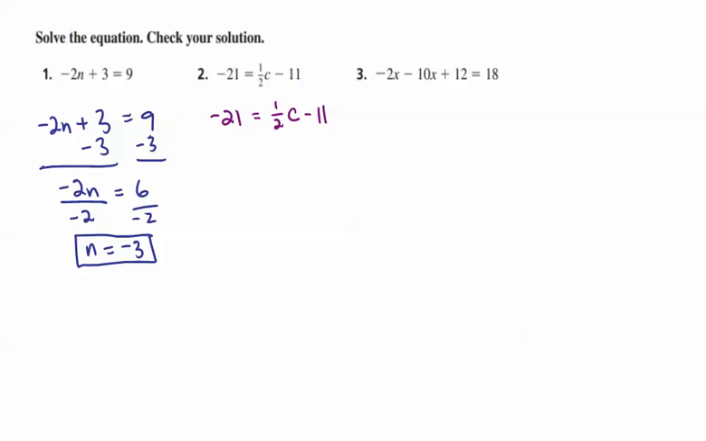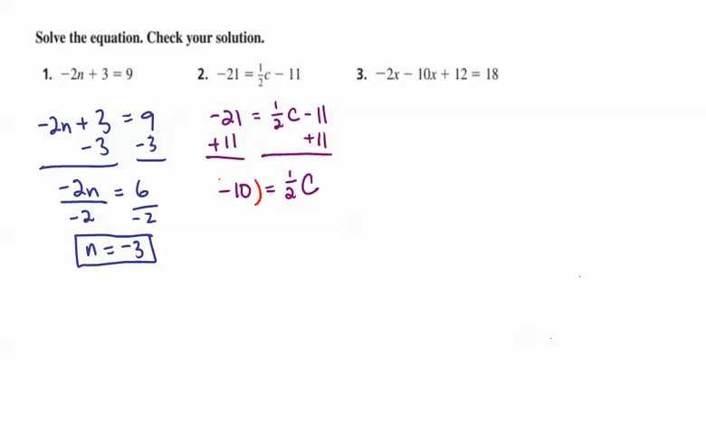Again, nothing to distribute here. There's nothing that can be simplified or like terms to be added before we begin. So we're simply going to begin with the addition property, adding 11 to both sides. Negative 21 plus 11 is equal to negative 10. And on the right side we have 1/2 of c. So what this question is saying is half of a number is equal to negative 10. What is that number? Not what is half of negative 10, but half of what number is equal to negative 10, and our answer should come out to be negative 20. Half of negative 20 is negative 10.